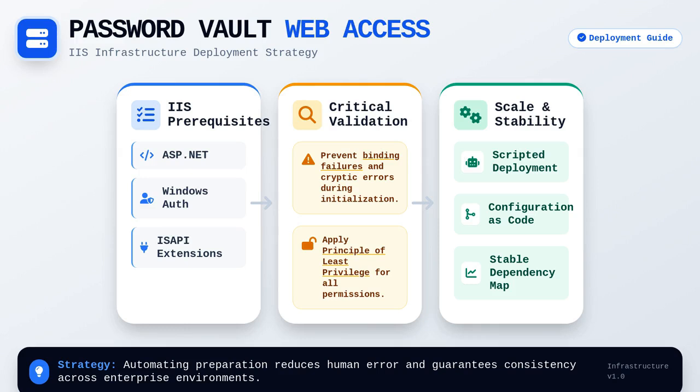You should always perform a preliminary validation of the server environment to confirm that all mandatory IIS modules are enabled and that the server's permission set aligns with the principle of least privilege. Automating this server preparation through scripts is often advisable to ensure consistency across multiple deployments within your enterprise environment. By treating the server configuration as code, you reduce the margin for human error and guarantee that the dependency map remains stable as you scale your infrastructure.